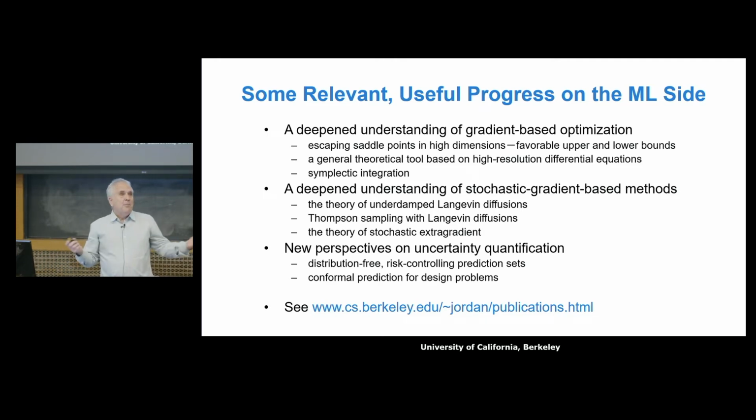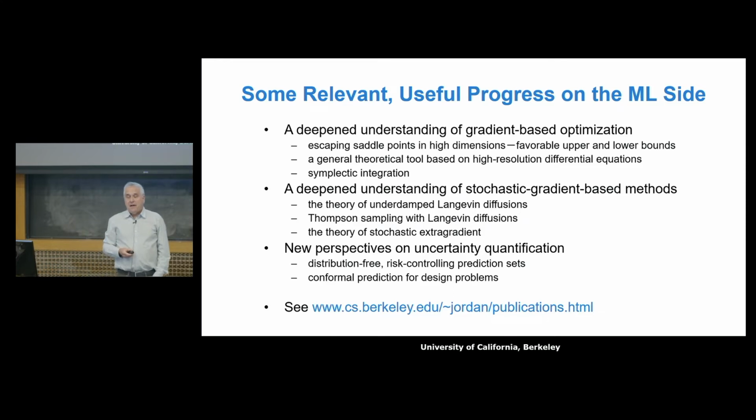We also have similarly a very strong, now, theoretical understanding of stochastic gradient methods in high dimensions. Theory of underdamped Langevin diffusions. We have upper and lower bounds, and we have rate-achieving algorithms there too, and again, they're favorable. We know how to do Thompson sampling with Langevin diffusions. And we have now a theory of stochastic extragradient, and that's under active development.